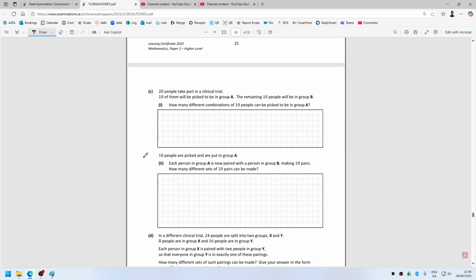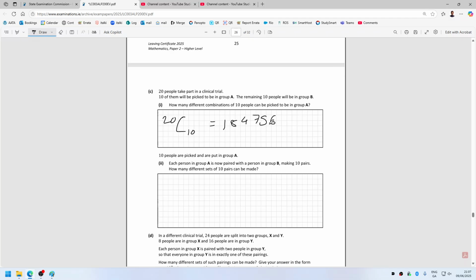20 people take part in a clinical trial. 10 of them will be picked for group A, the remaining 10 group B. How many different combinations of 10 people can be picked for group A? Is this just 20C10? You choose 10 of them for A. So it's just 20C10, I think. 184756. No tricks.